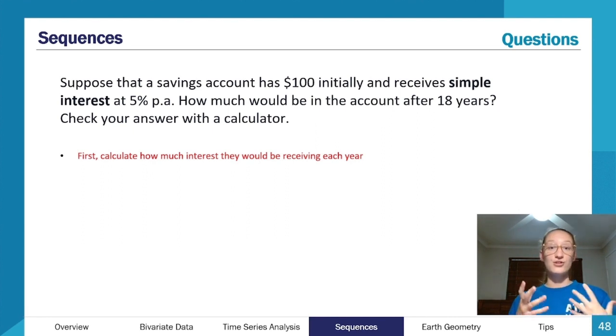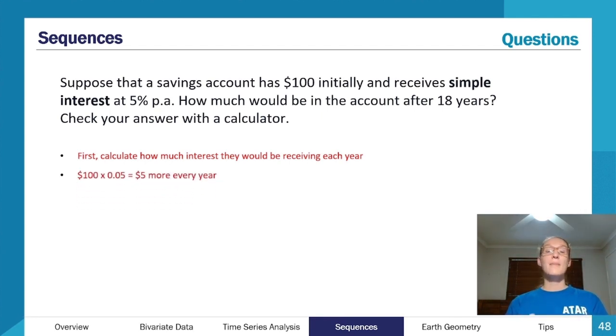But before I can start using my arithmetic sequence, I actually have to calculate how much interest they'd be receiving each year, which is kind of the only part of the question that's not strictly sequence related. But because there's $100 in the account and the interest is 5%, all I've got to do is work out what 5% of $100 is. So by multiplying 100 by 0.05, I've got $5 more every year. So that's my common difference. That's how much is being added to the account every single year. So every single year, an extra $5 is being deposited into the account.